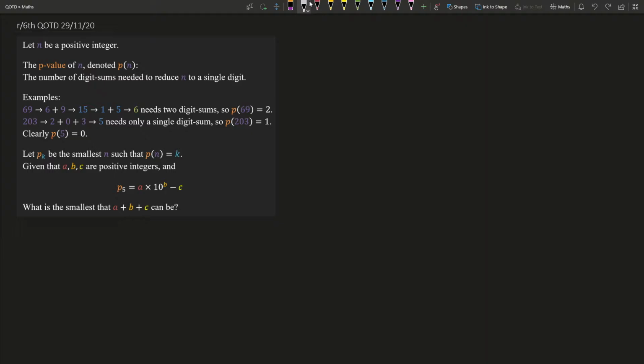Let's try the value of p0. So this means that it has to already be a single digit because we don't do any digit sums, and it has to be a positive integer because that's what n is. And in fact, that's clearly 1. That's the smallest. Okay, so what about p1?